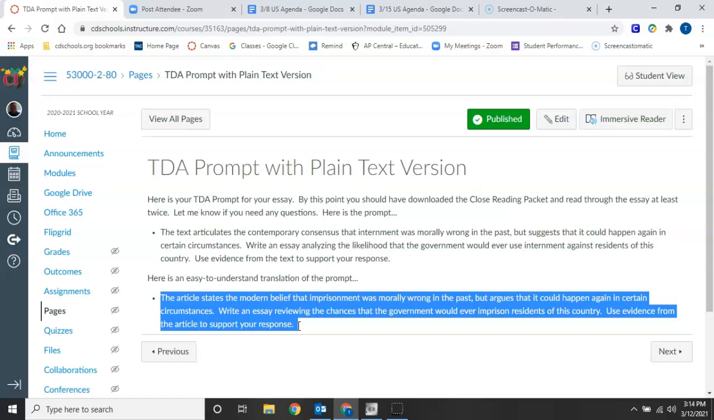What I might do is try to get some information up for you here so I can review that with you. But I want you to find information, no matter what side you take on this prompt, to defend and support your argument.